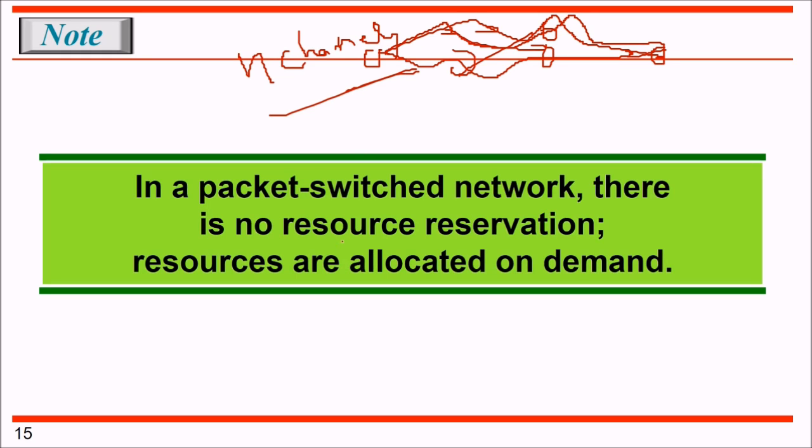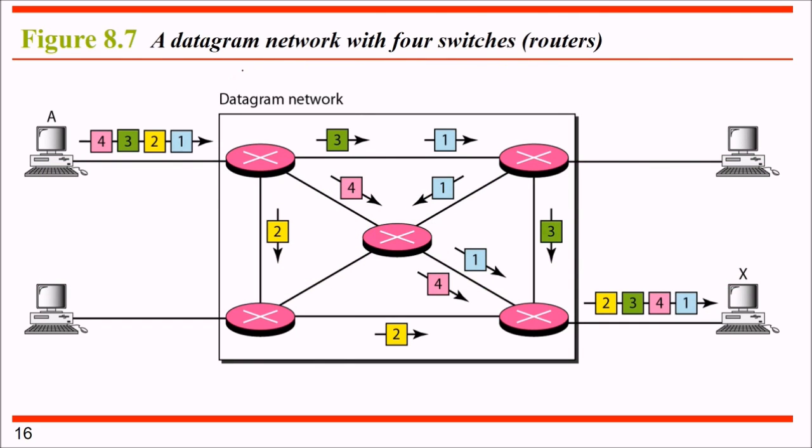So there is a huge improvement in the efficiency. This is a simple datagram network with 4 switches. These are our data, or packets to be more precise. And we have 4 routers here.